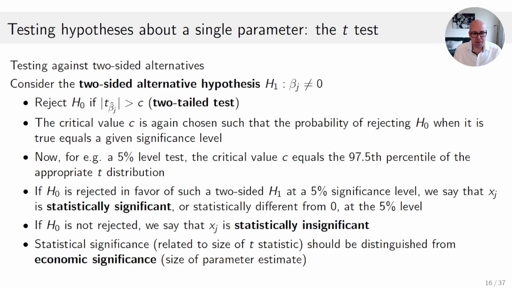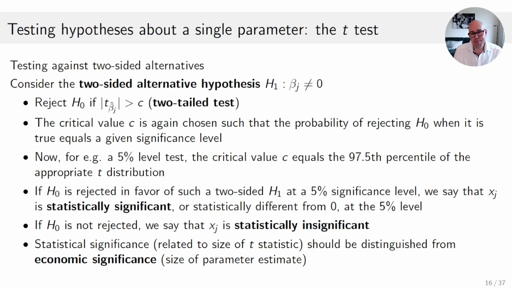Now, final point, and that's probably the most important one here, and that is that statistical significance, which is related to the size of the t-statistic, and to how precisely we estimate beta j, should be distinguished from economic significance. Okay, so that is actually the size of parameter estimates. Both are loosely connected to one another, but they're not the same thing, right?